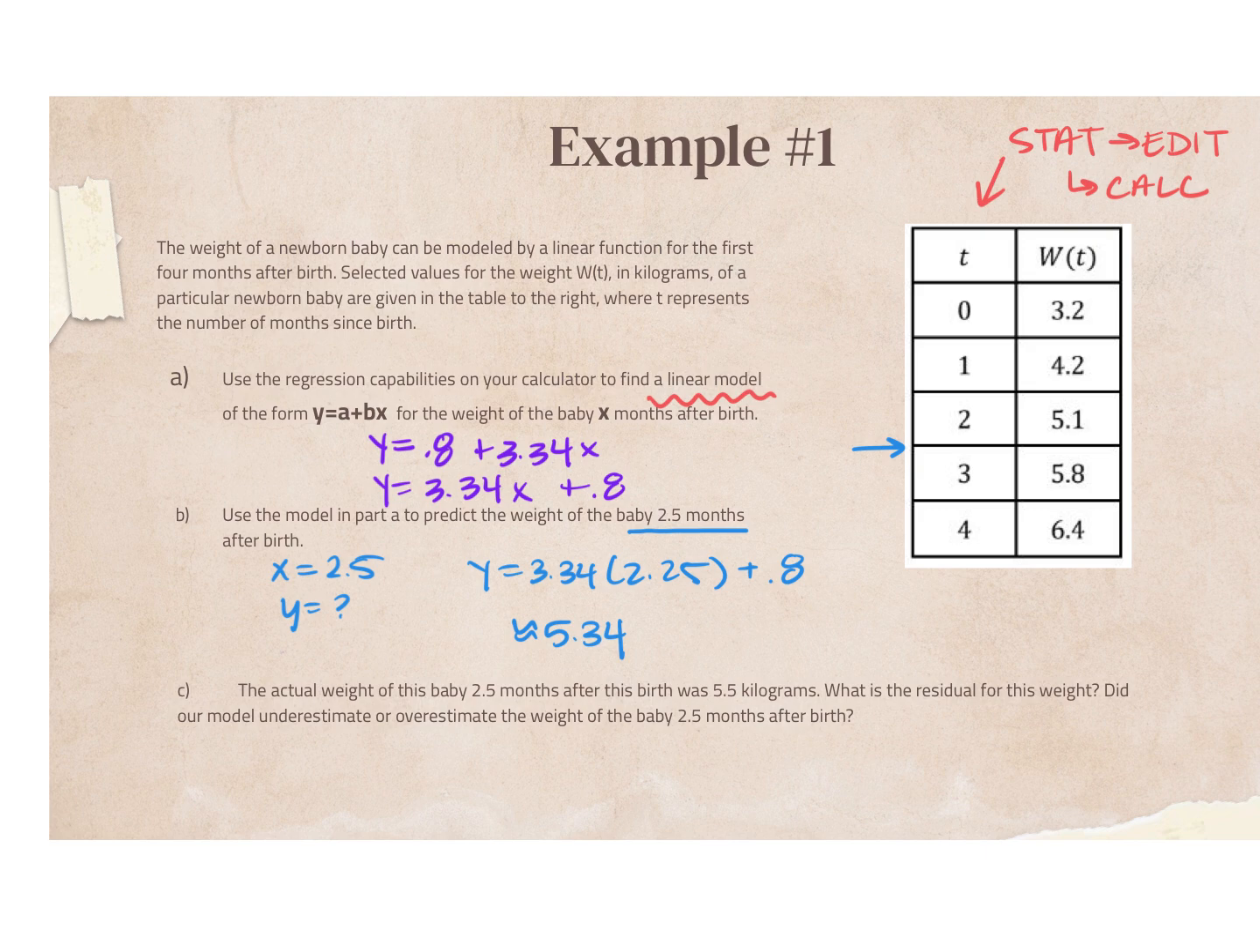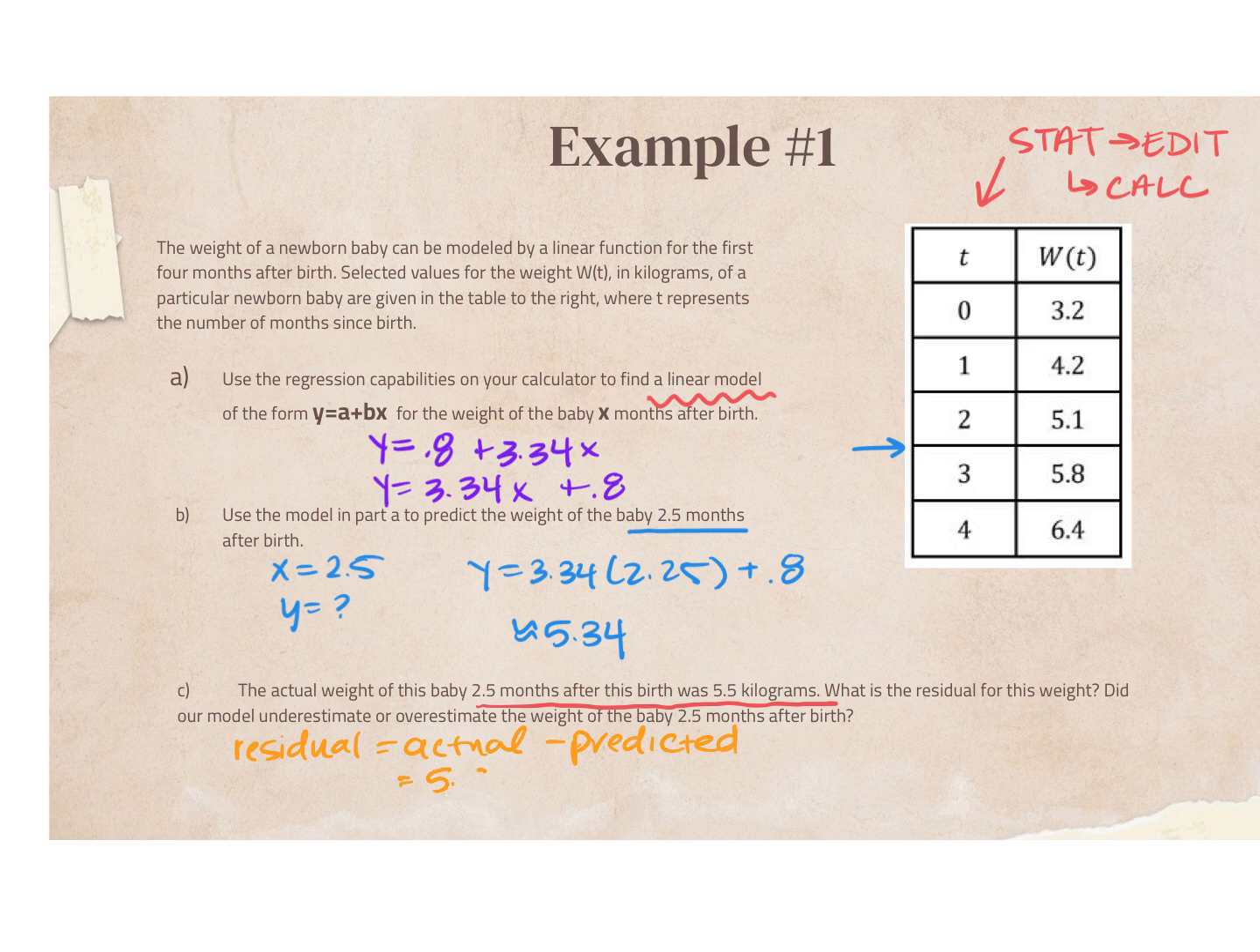Now in part C, we're going to calculate a residual. It says that the actual weight of the baby 2.5 months after birth was 5.5 kilograms. And now we can use that to compare to our prediction since they're for the same input. So it says what is the residual for this weight? Did our model underestimate or overestimate the weight of the baby at 2.5 months after birth? So the residual is a numeric value. It's the difference between the actual and the predicted value at the same input.